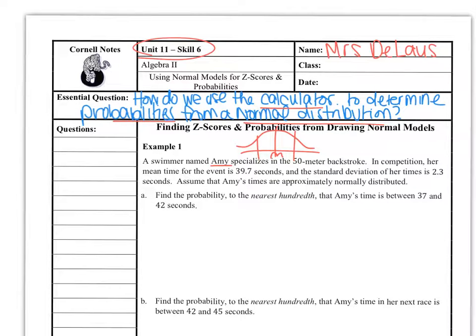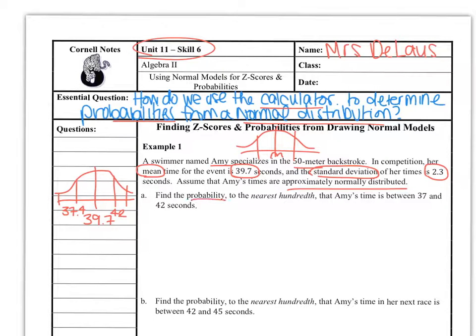So we've got Amy, who's a swimmer, and she specializes in the 50-meter backstroke. In a competition, her mean time for the event is 39.7 seconds, and the standard deviation of her times is 2.3 seconds. Assume that Amy's times are approximately normally distributed. And so if I were to just look at a picture with the mean and standard deviation on here, her mean would be 39.7, and then changing by 2.3 on either side puts us 1 standard deviation above at 42 exactly, and then 1 standard deviation below at 37.4. And then of course we could keep building outwards.